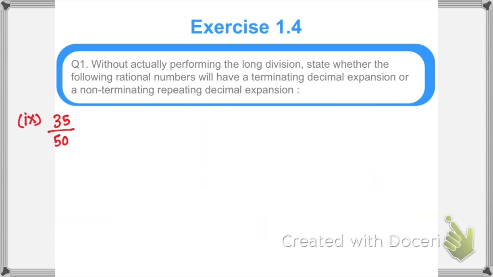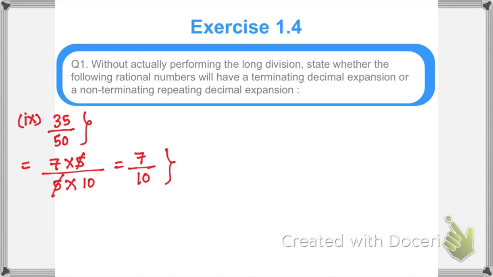Now our next question is 35 by 50. As I told you in the previous question, you have to first check whether the number is in its simplest form or not. So it's not in its simplest form, because 35 can be written as 7 into 5 and 50 can be written as 5 into 10. So this 5 and 5 again get cancelled and it is of the form 7 by 10. Now this 7 by 10 is in simplest form. This cannot be factorized anymore. This cannot be cancelled anymore.